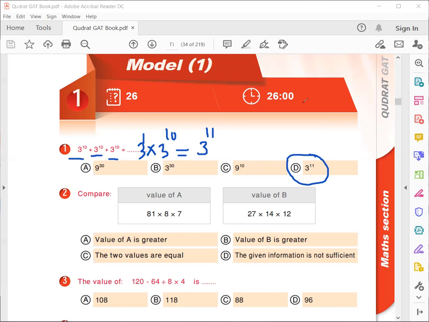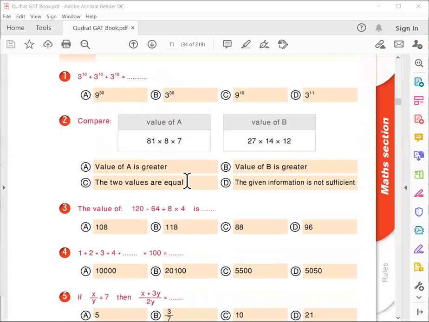Okay, number 2. Compare between two values, value A and value B. How do I solve this problem? Because you don't have enough time to multiply it out, you analyze it. How do I analyze it? 81, you can write as 9 times 9. Also 8, you write it the same, no problem. Also 7, we do that to simplify the problem.